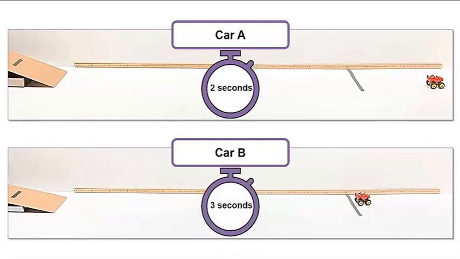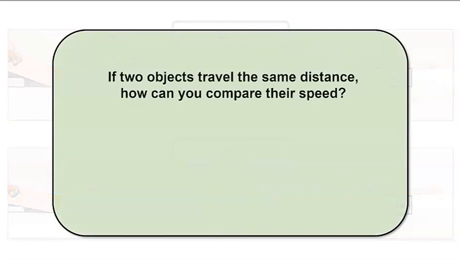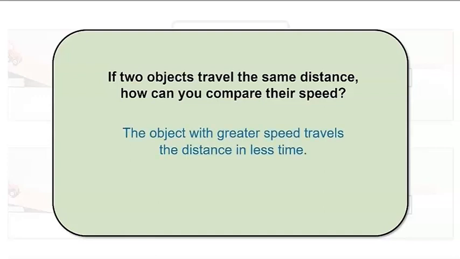So which car traveled faster? How do you know? Well, both cars traveled 150 centimeters, but car A takes less time to travel the same distance. So car A is faster than car B. So if two objects travel the same distance, how can you compare their speed? The object with greater speed travels the distance in less time. So the object that takes more time is slower.